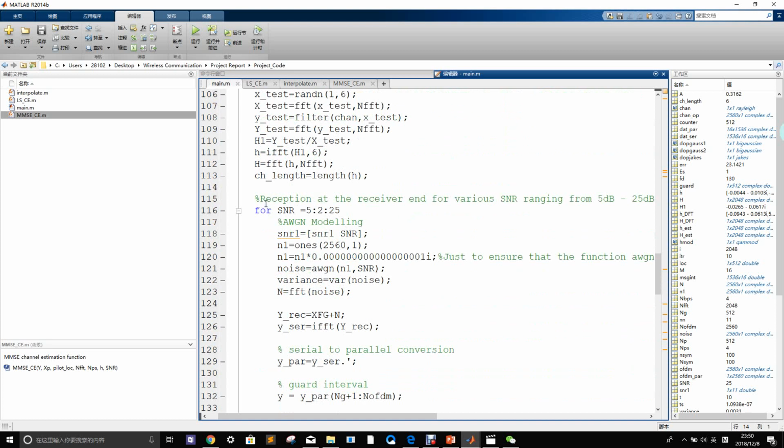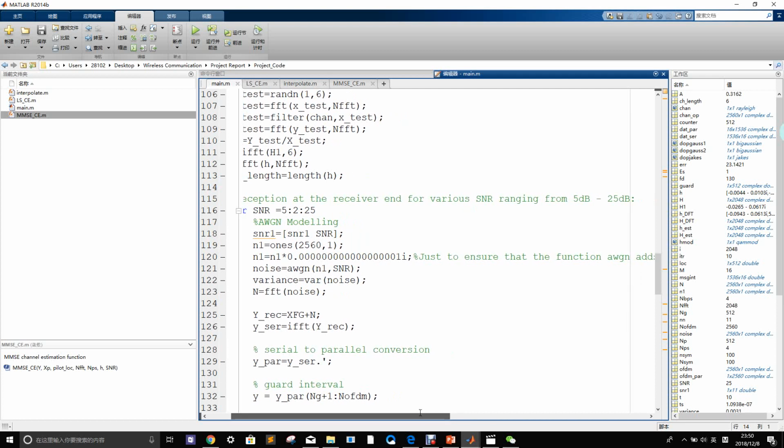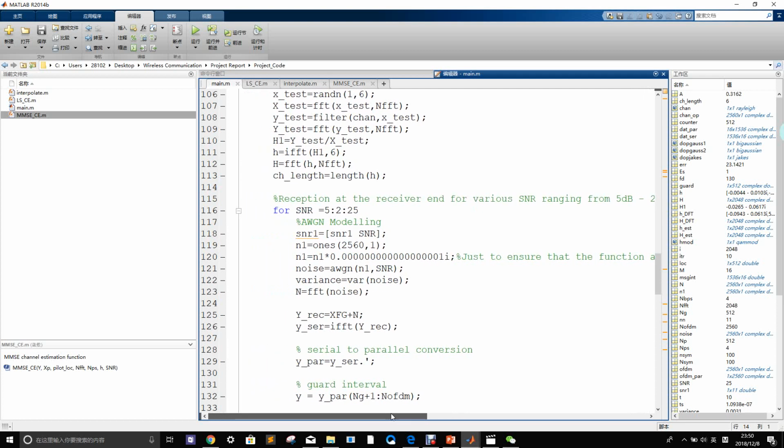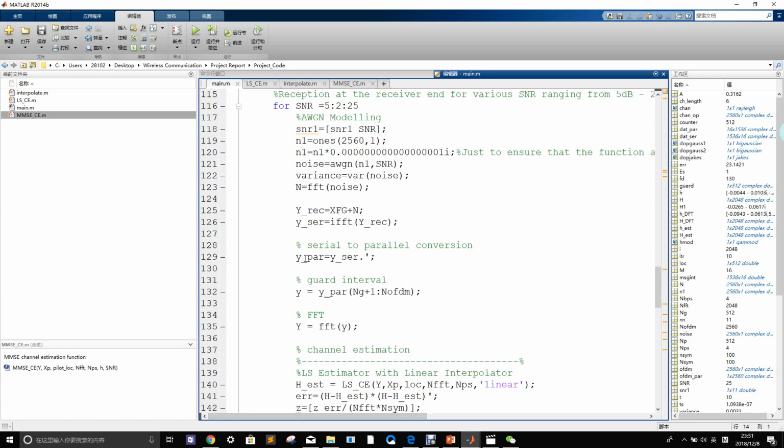This part is used to receive at the receiver end for various SNR ranging from 5 dB to 25 dB. I use a for loop to set the range, and this part is serial to parallel conversion, and then I use the FFT function on Y.